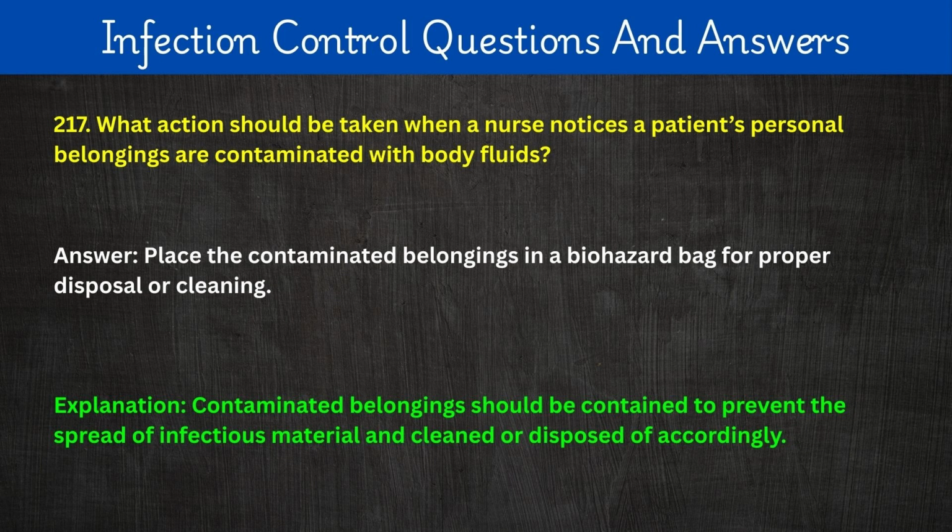217. What action should be taken when a nurse notices a patient's personal belongings are contaminated with body fluids? Answer. Place the contaminated belongings in a biohazard bag for proper disposal or cleaning. Explanation. Contaminated belongings should be contained to prevent the spread of infectious material and cleaned or disposed of accordingly.